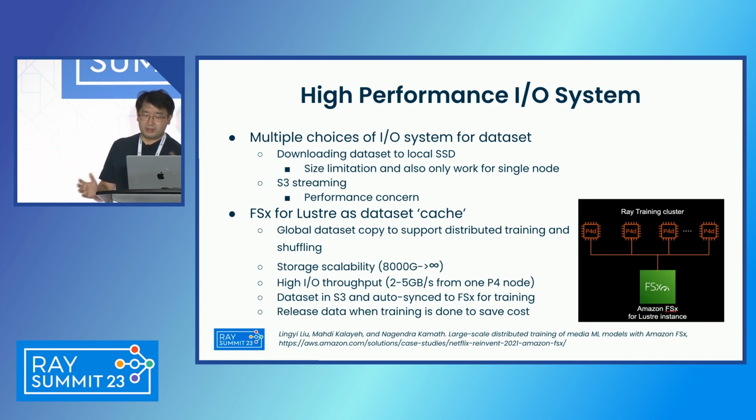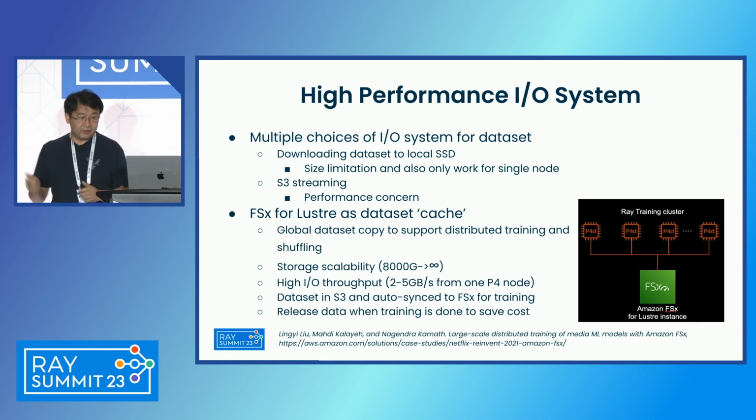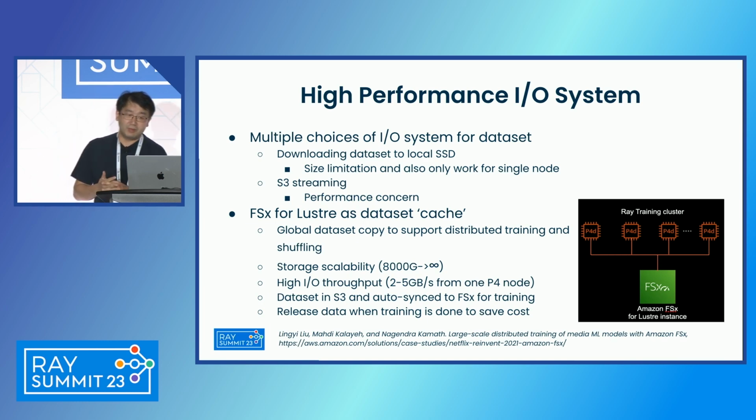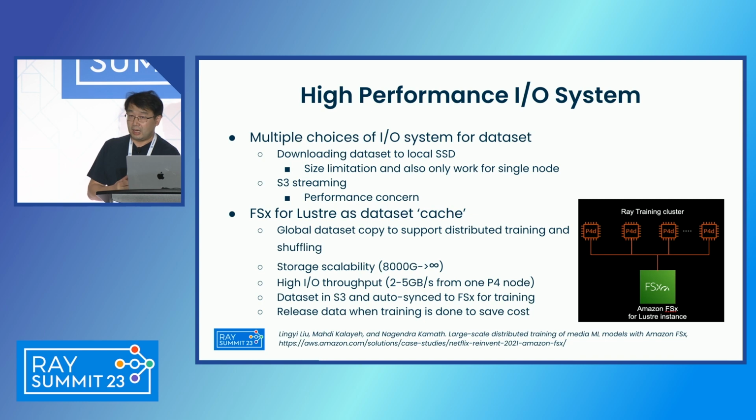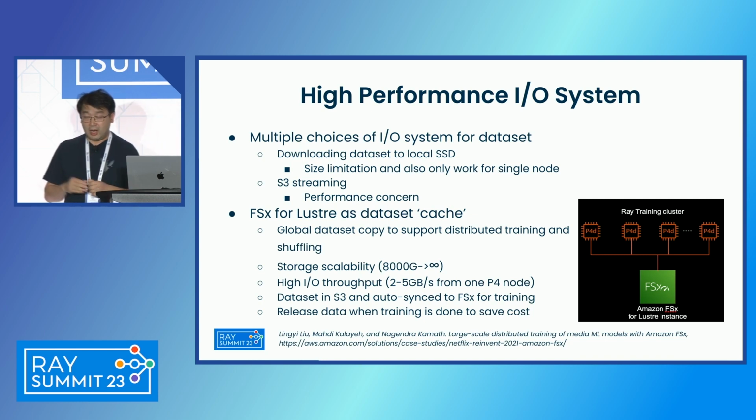The next one is storage, the I/O system: where to store this dataset. We have multiple choices of I/O system for the dataset. The most intuitive one is to download the dataset to a local SSD disk, which is available in the P4D instance on AWS. But this definitely has a size limitation, and it is also not easy to support multiple nodes because you need to do some shuffling of the data after each epoch.